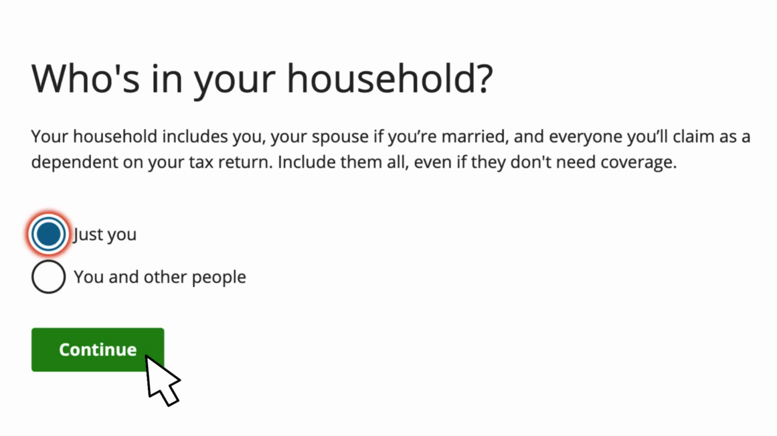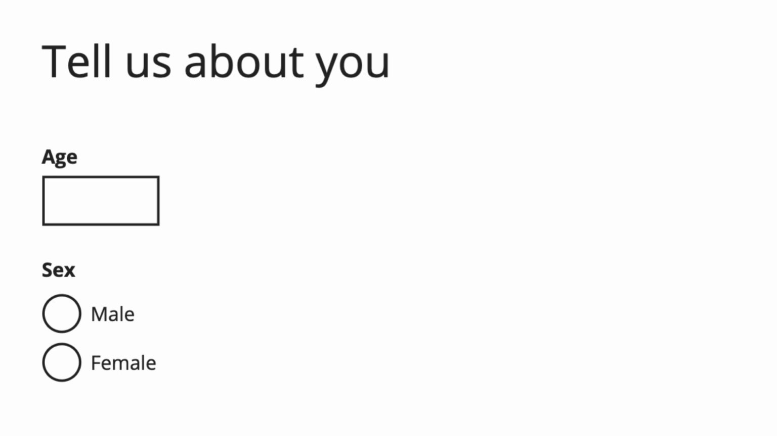Now we're looking at the first question to help calculate your discounts. Who is in your household? Why do they ask this? Household size and income determine financial discounts. For example, a 3-person household with income of $30,000 will be eligible for more discounts than a 1-person household with the same income. If you are a single adult, click Just You since it is just you on your tax return, then click on the green Continue button. Next, you will see this screen titled Tell Us About You.